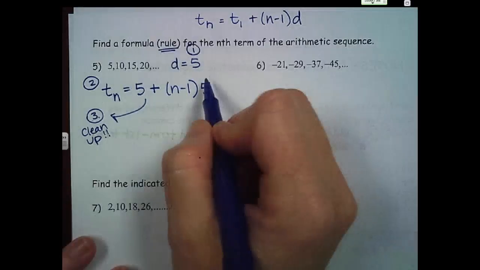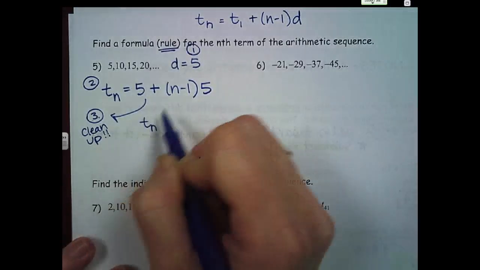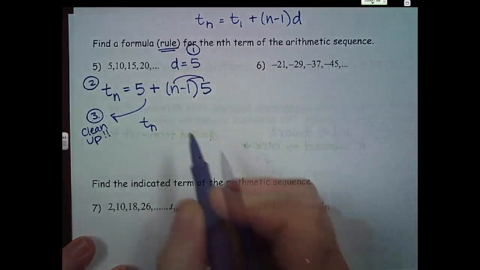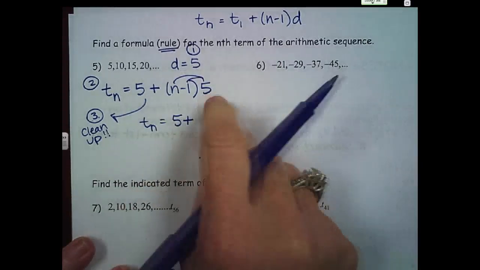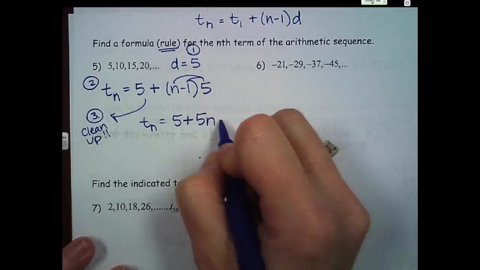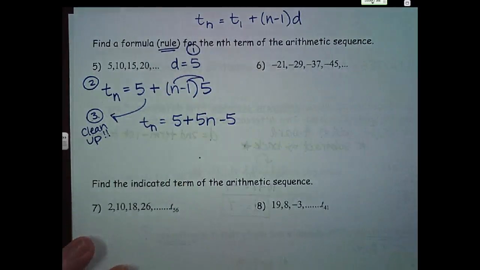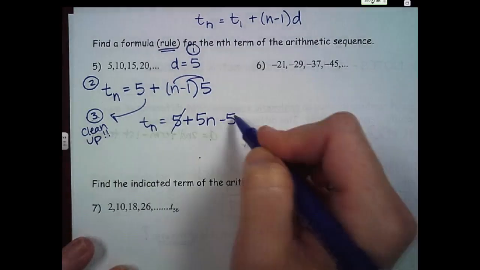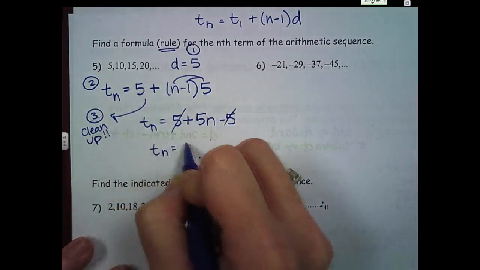Let's make it look pretty, right? So you're going to say T sub n, and distribute. Equals 5 plus, 5 times n is 5n, and 5 times negative 1 is negative 5. What happens to the 5 and the negative 5? They cancel. So t sub n equals 5n.